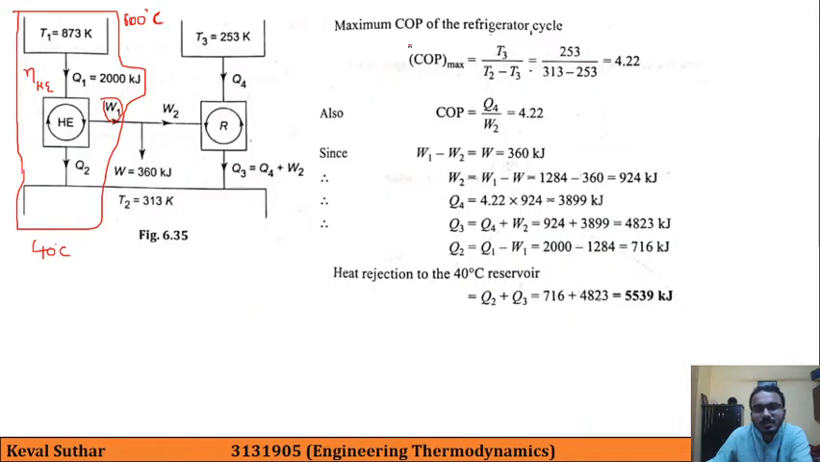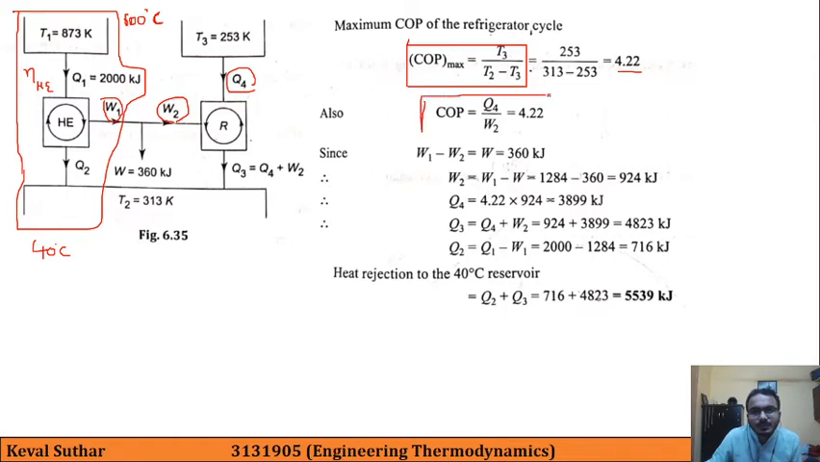So for that the maximum COP value is given by this formula, T3 divided by T2 minus T3. So we are obtaining this value, and again COP can be written as Q4, that is the desired effect, divided by the work input W2. So based on this, we will keep this as it is right now.